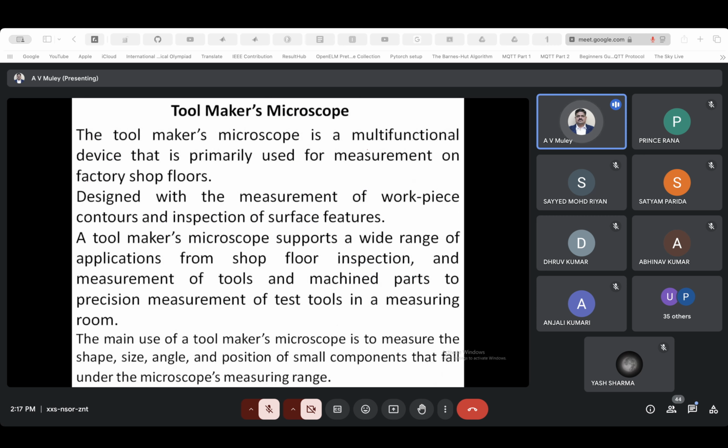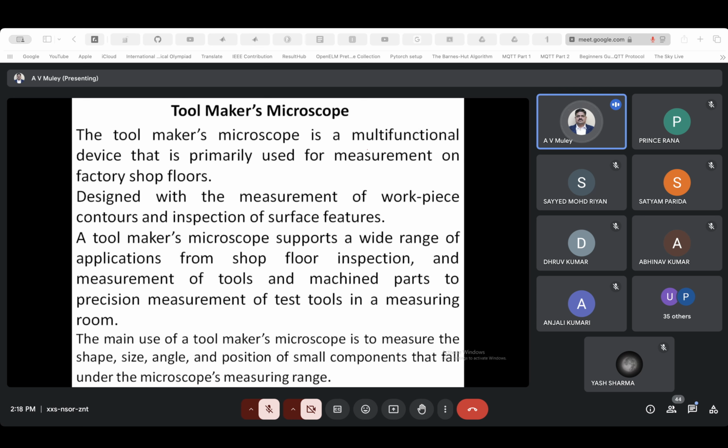So the tool maker's microscope. In metrology we are using the tool maker's microscope to check, for example, wear and tear of your cutting tool, or if you want to check the surface, or the tapering in any instrument or component, you can make use of this tool maker's microscope. It is a multifunctional device that is primarily used for measurement on the factory shop floor.